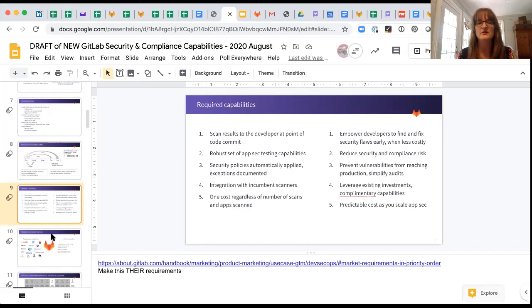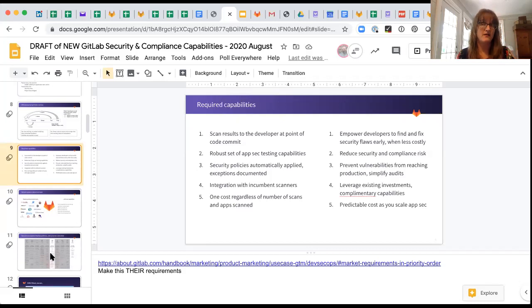We do that natively. So if you can get them to articulate these required capabilities, that's going to be a driver, because then they're saying, these are the things that I need. And we're saying, well, here's how we do it.